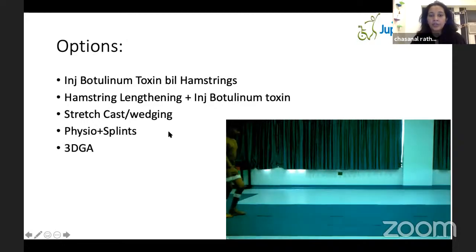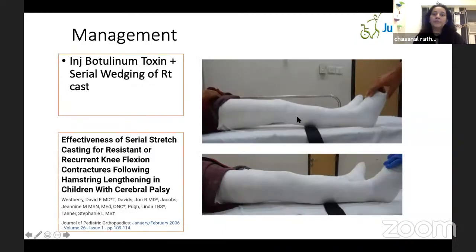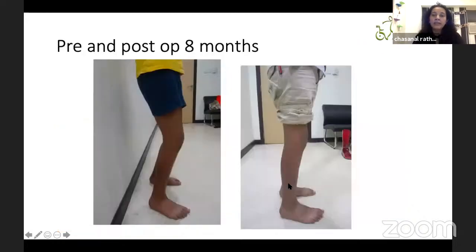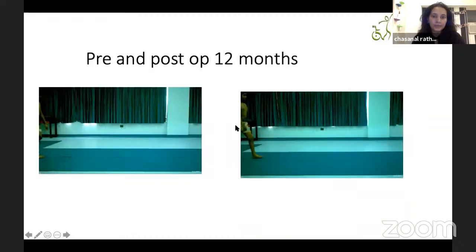And that's how, looking at the graphs, we decided to do a basic injection of botulinum toxin for this child and a wedging cast. This is how the child looks at follow-up of 6 months, and that's how the child is doing at 8 months, 1 year.